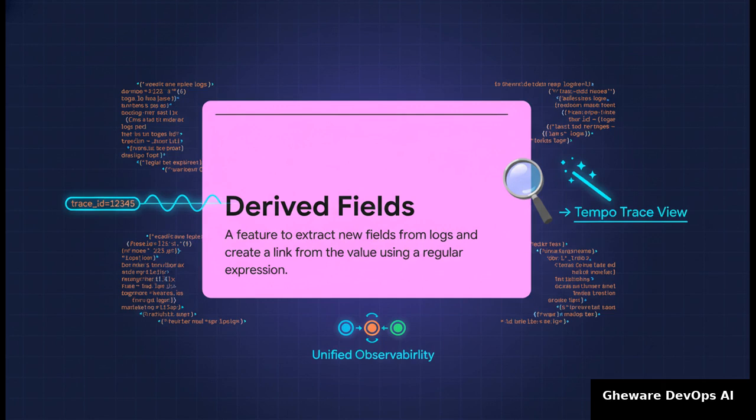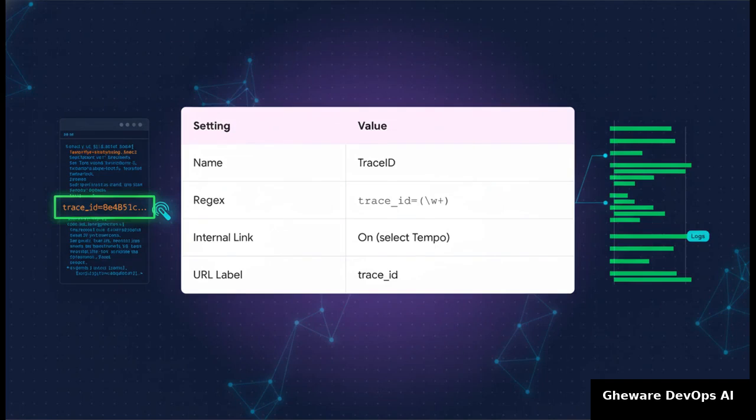Grafana then grabs that value and turns it into a live link that connects it to another one of your data sources. And here's what that looks like in practice. In your Loki data source settings, you just create a new derived field. Give it a name, something like trace ID, then you drop in the regex to find the ID, something like trace ID equals \w+. Toggle on internal link, pick your Tempo data source, and you are good to go.